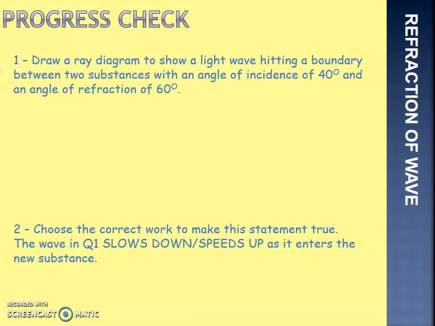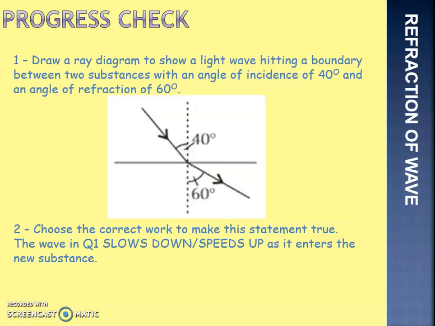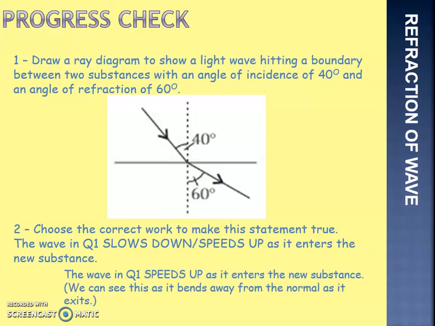Okay, so the ray diagram you should have drawn should look like this. Our incident ray hitting, again, the boundary right at the point of the normal, and that should be hitting it at an angle of 40 degrees to the normal. As it's gone into that substance, it's bent away, so it has sped up, and that angle should be 60 degrees, okay? Question 2. What's happened then? The wave has done what as it entered the new substance? It speeds up, and we can see this because it bends away from the normal as it exits.